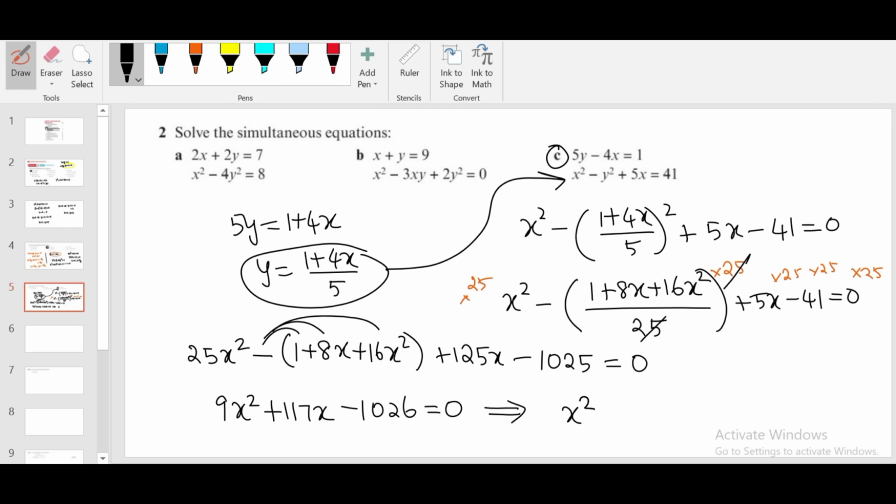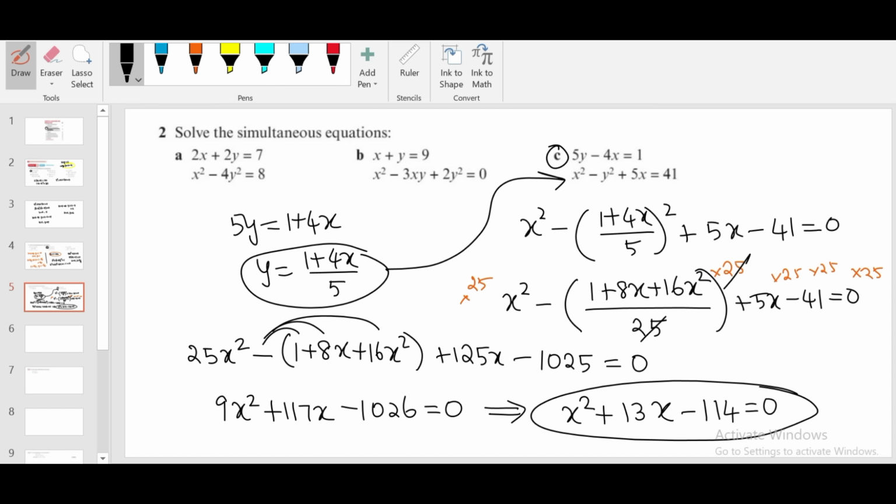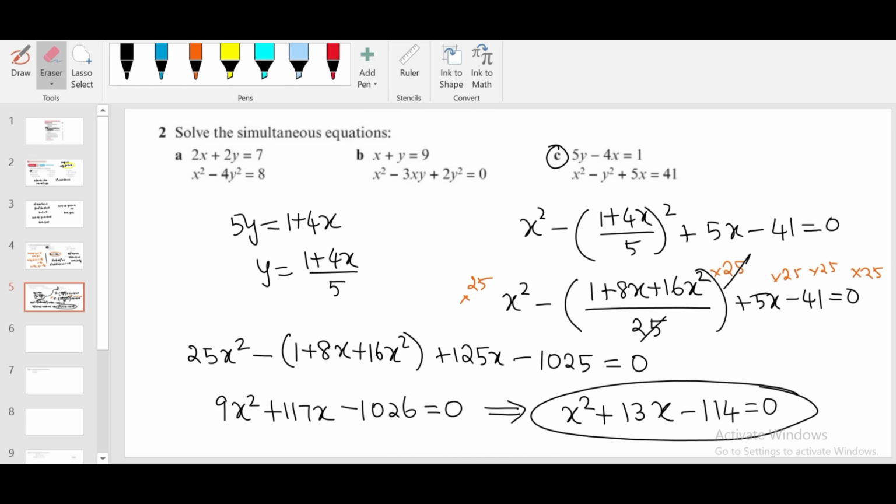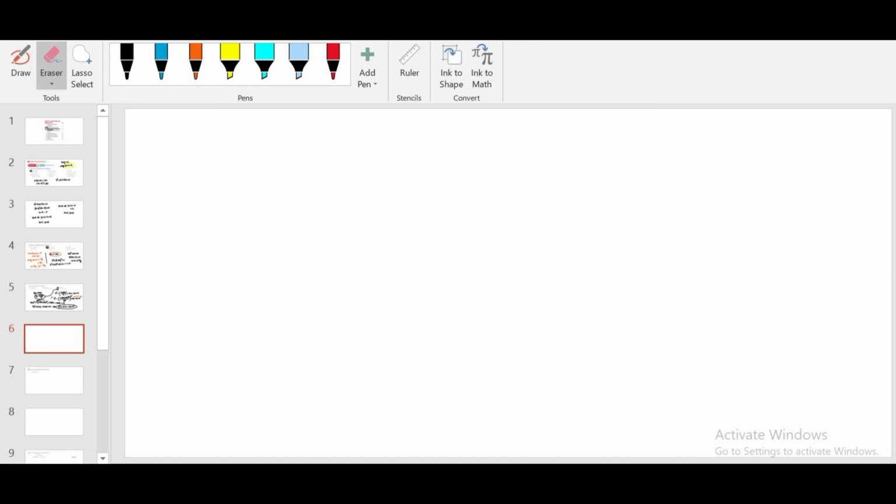So it becomes x square plus 117 divided by 9 is 13x minus 1026 divided by 9 is 114. Use the calculator please. We got this quadratic equation, and we are going to solve it now. x square plus 13x minus 114 is equal to 0.